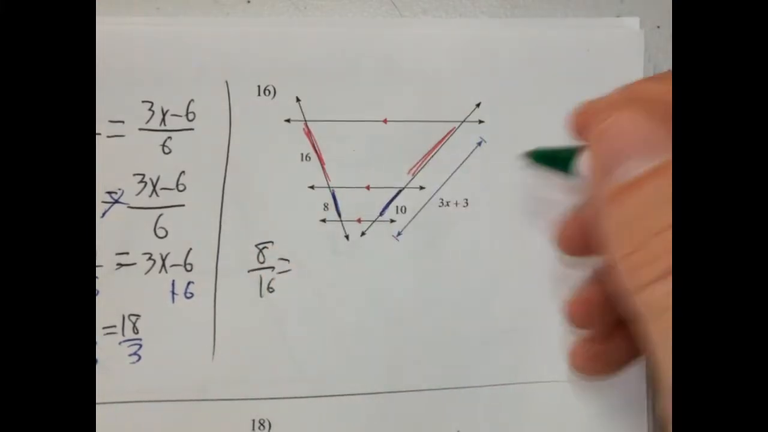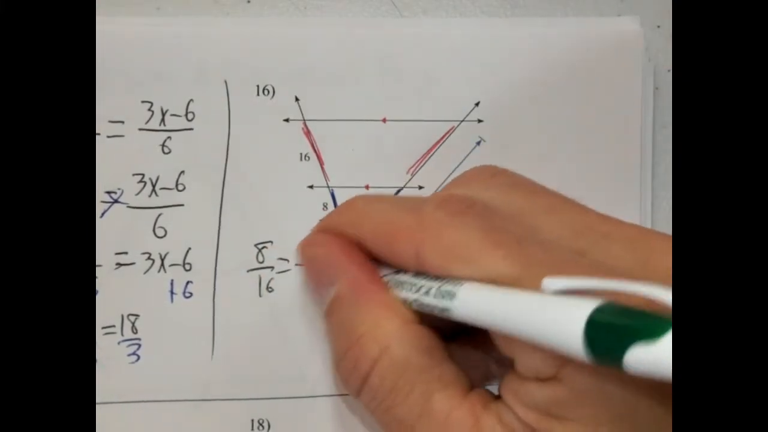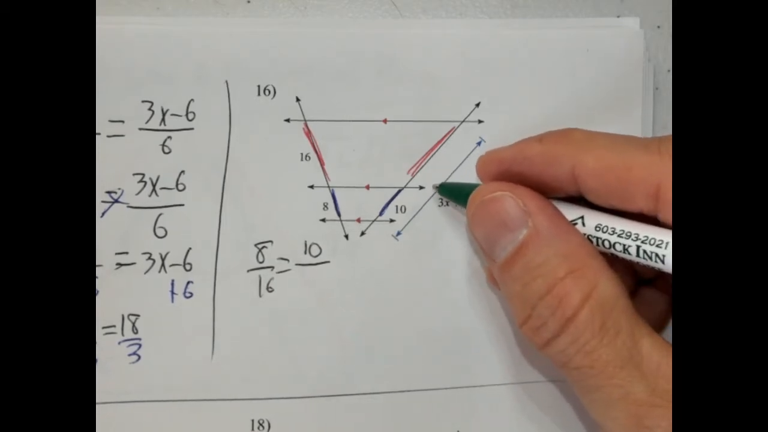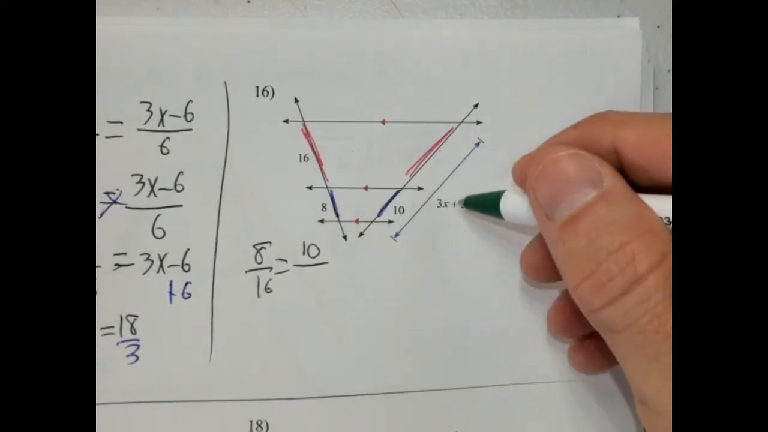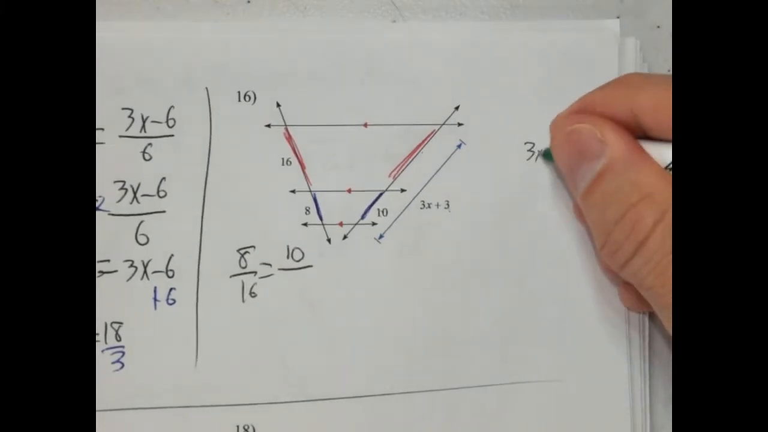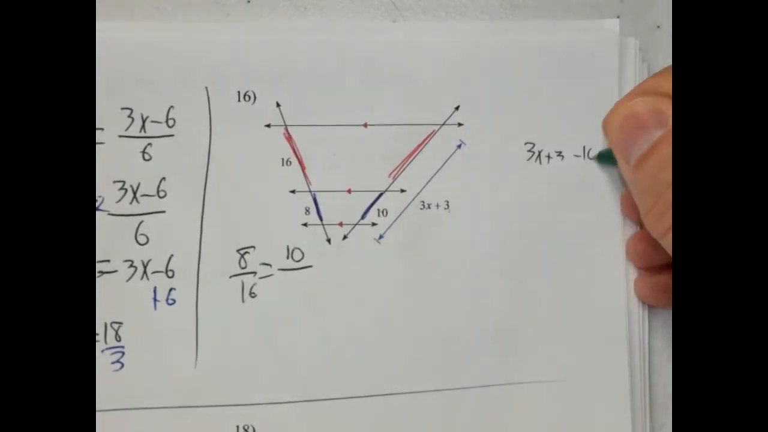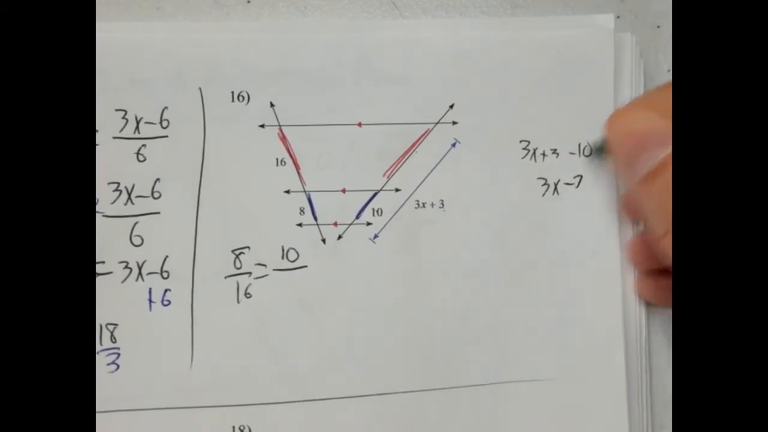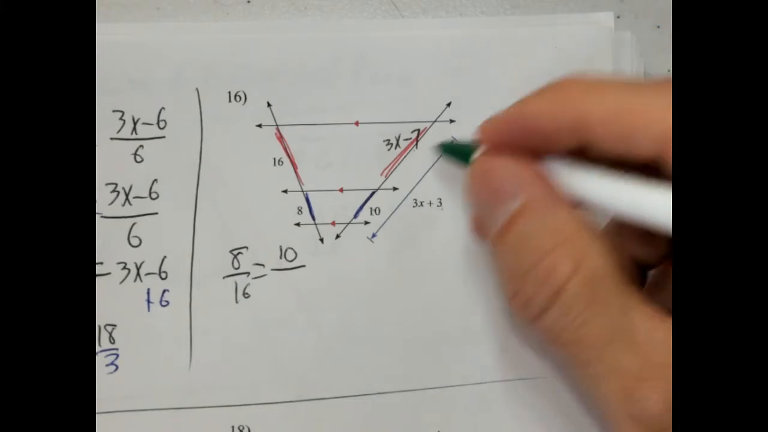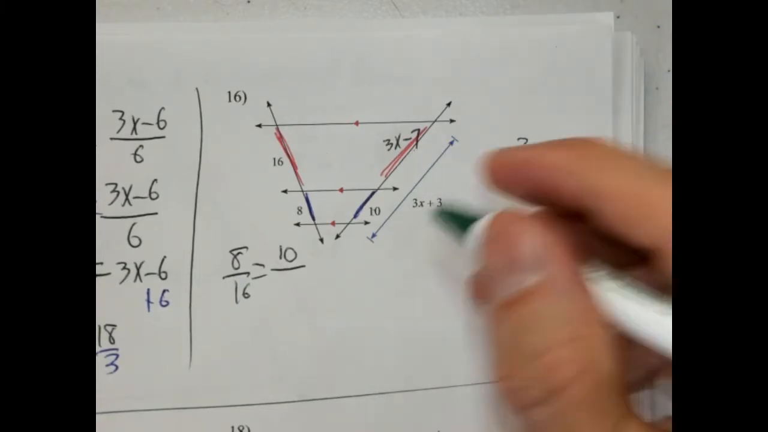Which we're going to change to a half in a second, is equal to 10 over this. Now this, we don't know what it is. But we know this plus this equals that. So we're going to subtract 10 from this. So 3x plus 3 minus 10 equals 3x minus 7. So this is actually equal to 3x minus 7. A little confusing, but that's how we find that.